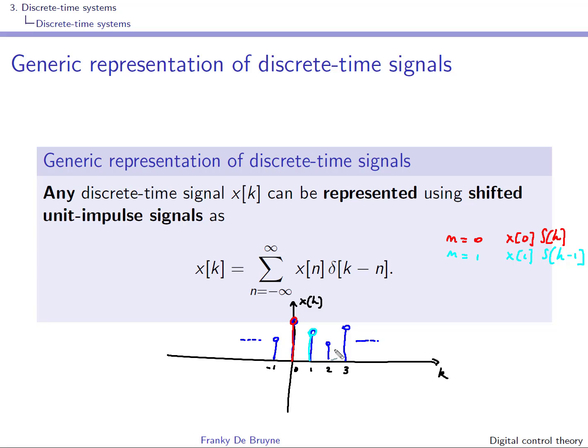And we can take another one, for instance n equal to minus 1. You'll have x of minus 1 delta[k plus 1]. That's a delta located at minus 1, and the amplitude is the amplitude of x[k] when k is equal to minus 1. And you see that if you consider all the terms, of course, you will be reconstructing x of k.